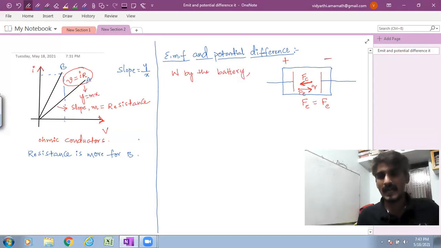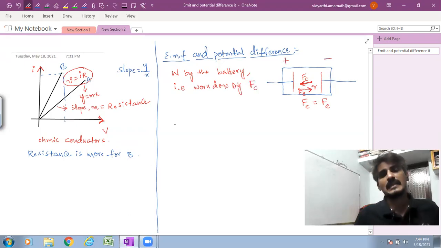Means what? Inside the battery, chemical will be there, no? So work done by chemical force. Whatever work is done by the battery that we are discussing, it means that we are discussing the work done by the chemical force. So which is that? It is work done by chemical force.